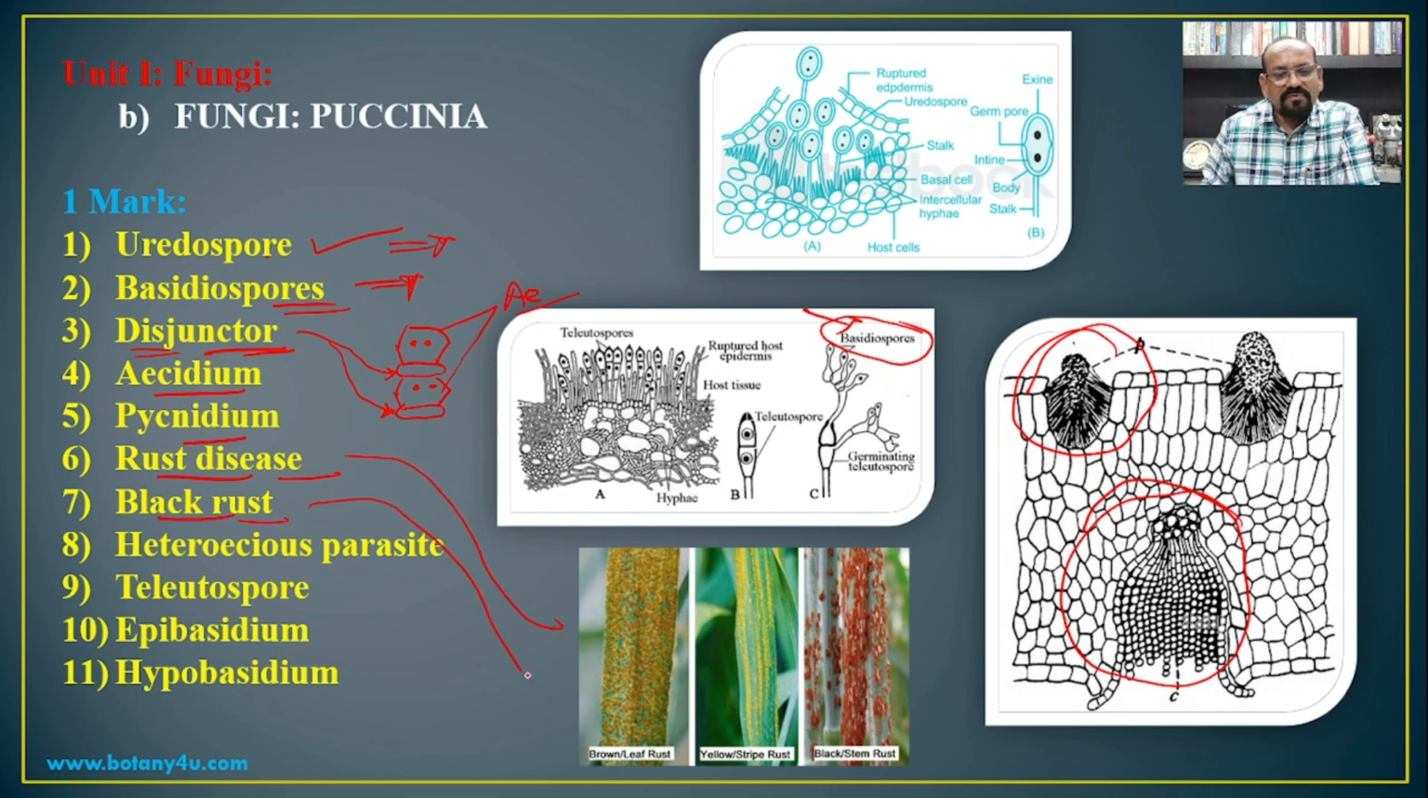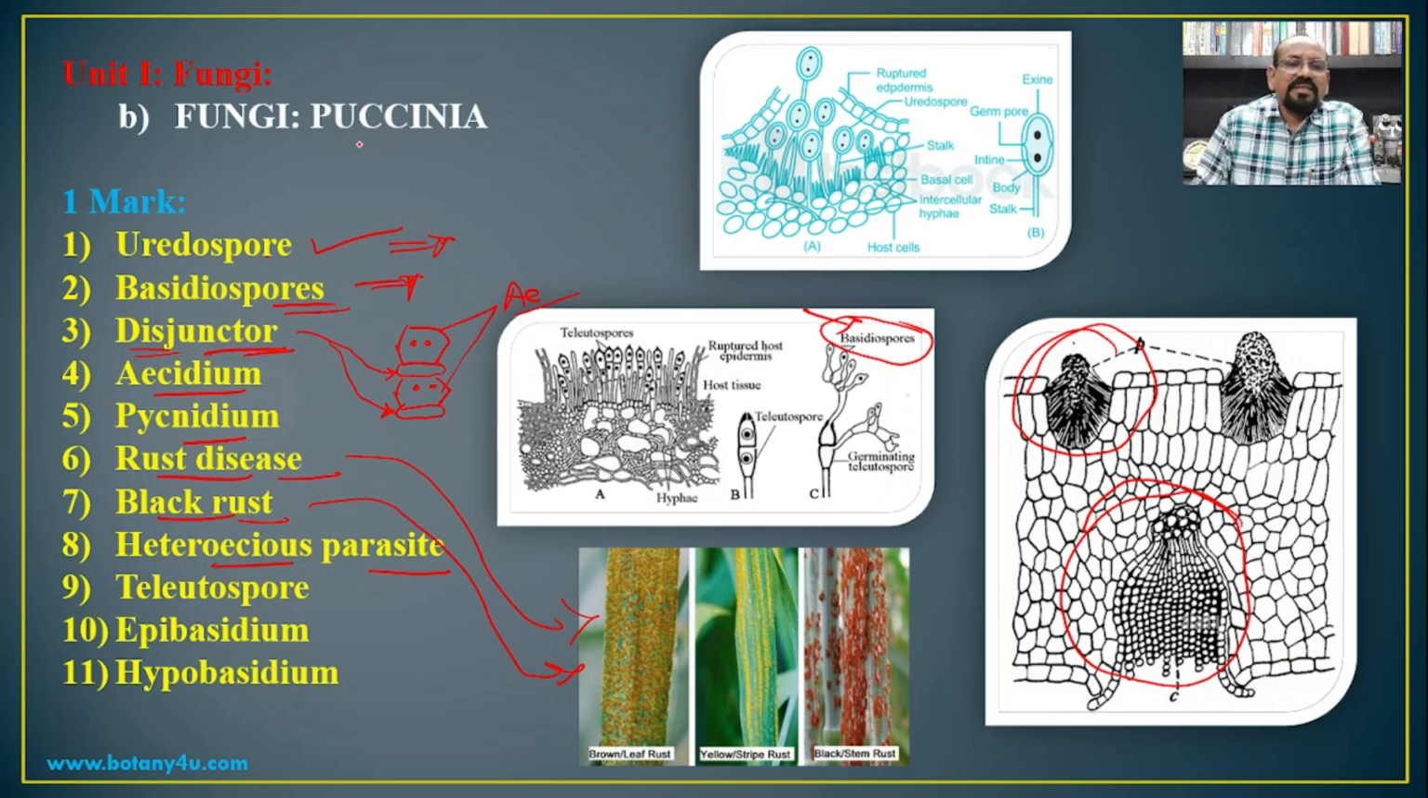So you can find here these are the different diagrams which show the rust disease caused by Puccinia on the wheat plant. Then heterogeneous parasite: whenever we talk about a parasite, it forms or causes diseases on other organisms, one organism living on another and obtaining food material. If you see heterogeneous, it means that when the fungus or organism completes its life cycle on 2 different hosts, it is known as a heterogeneous parasite.